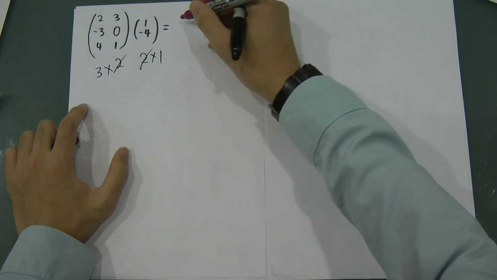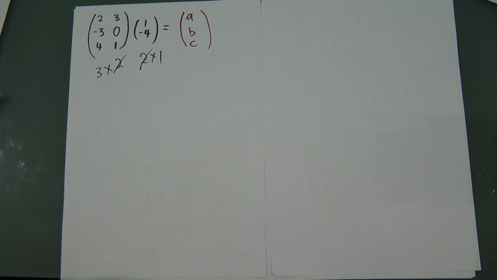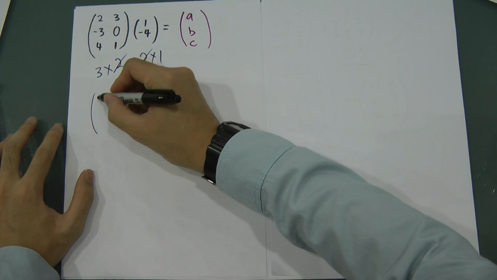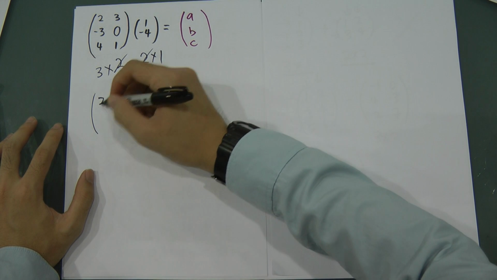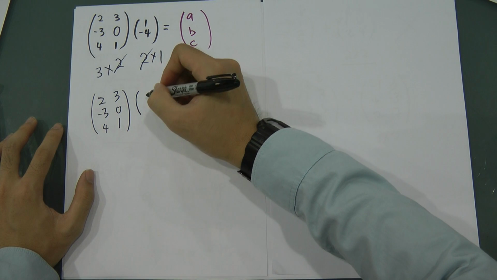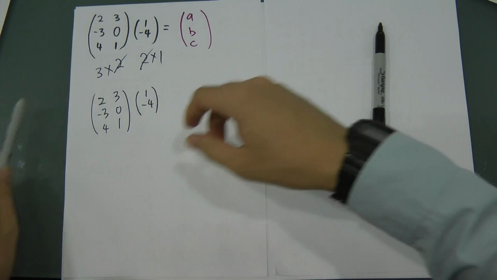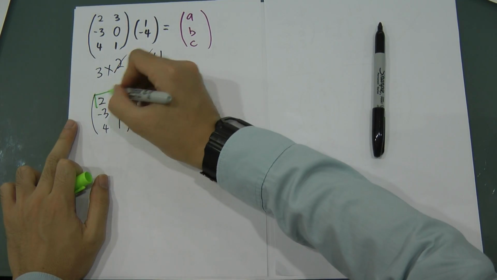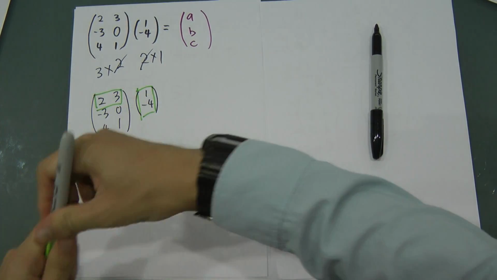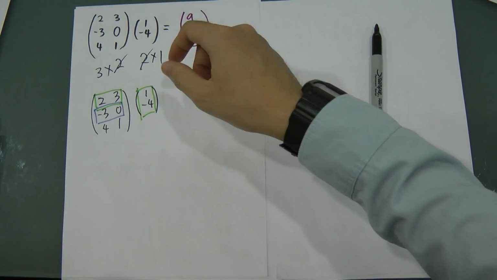Okay, so what is the meaning of 3, 1? It means I will get A, B, C as the answer only. Okay, so let me start to multiply on the bottom here. 2, 3, negative 3, 0, 4, 1. And this is something like 1 and negative 4. The multiplication law will be horizontal multiple vertical. Okay, this is the first combination, and then I have the second combination, and then I will have the last combination.